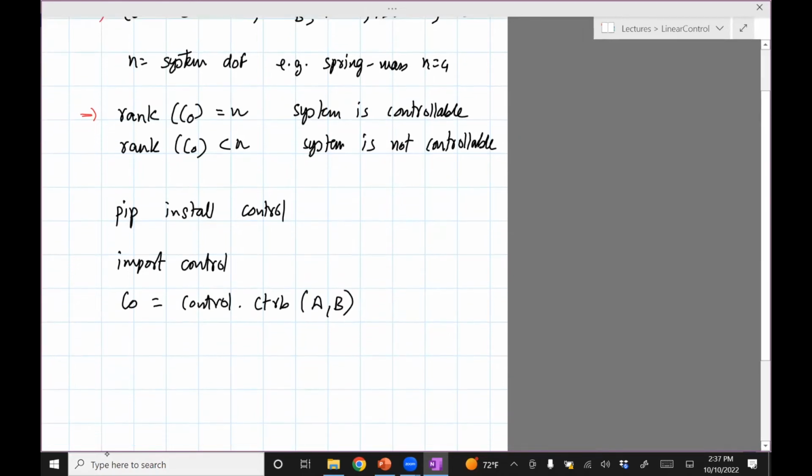And then to compute the rank, it's np, that's numpy, linalg.matrix_rank of C0. Do that and it'll tell you the rank. And then once you know the rank, you can say if it's controllable or not just by looking at n.